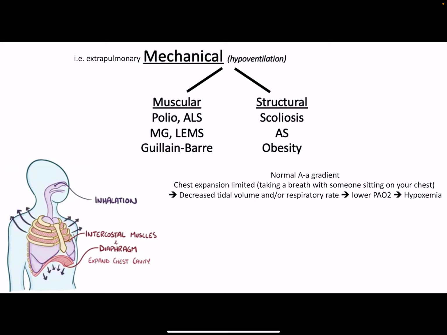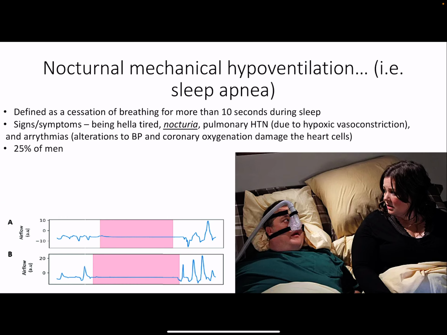So with the mechanical, we can really further separate these into two more categories, those of muscular issues, so polio, ALS, myasthenia gravis, Lambert-Eaton myasthenia syndrome, Guillain-Barré, and then for structural, scoliosis, ankylosing spondylitis, and obesity, you should have a normal AA gradient. So chest expansion is limited. I mean, it's like imagine trying to take a breath with someone sitting in your chest. So again, whether it's either of these categories, this will lower your alveolar oxygen values and induce hypoxemia.